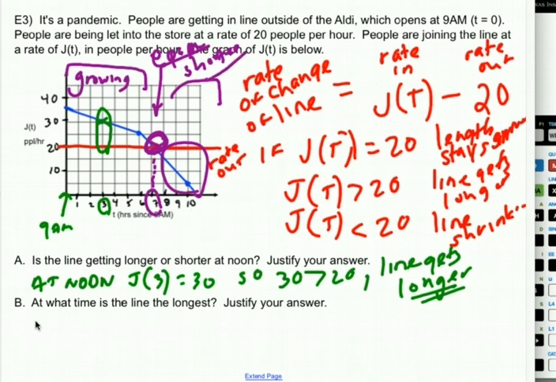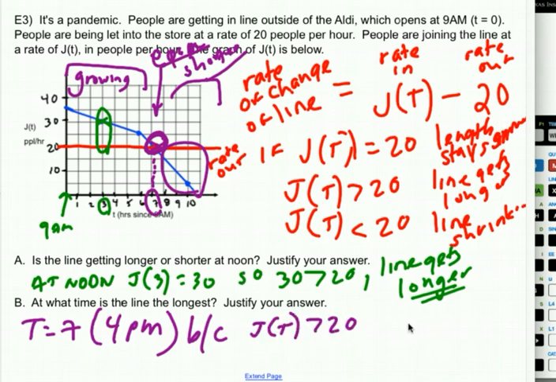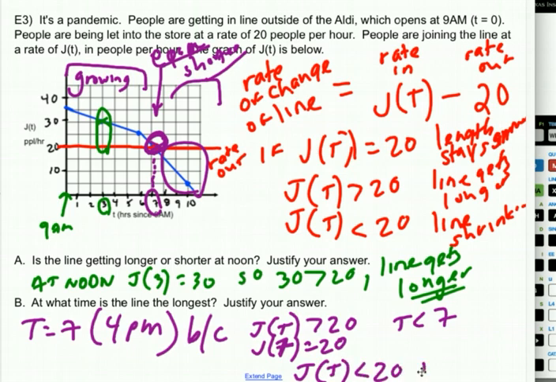So the answer is T equals 7, which would be 4 p.m., because J of T was greater than 20 for values before 7. J of 7 is equal to 20, and J of T is less than 20 for values greater than 7, right? So the longest the line will be is when T equals 7.